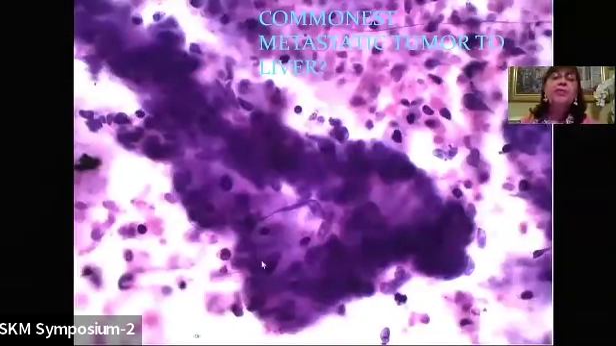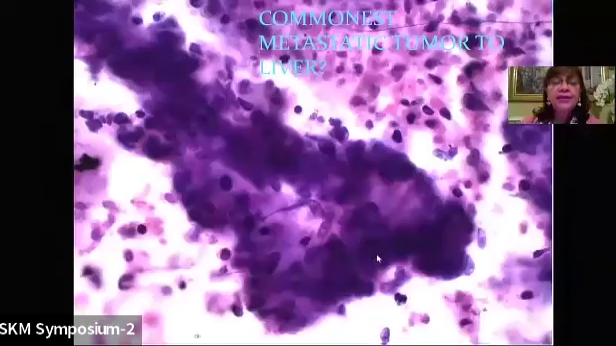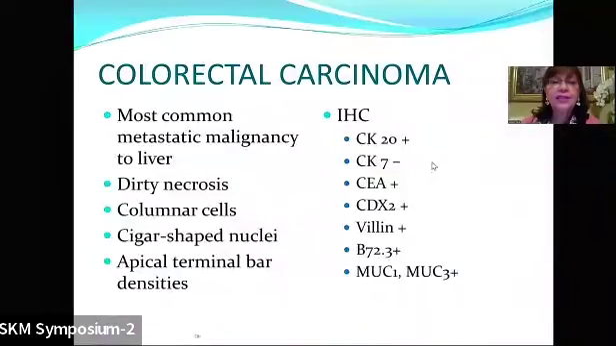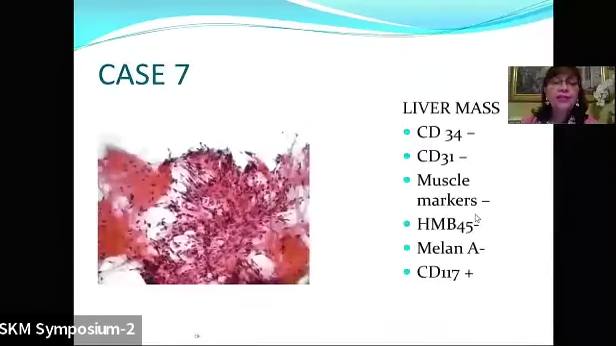Now, one of the most common tumors metastatic to the liver is colon carcinoma, and here is an example with sickle-shaped nuclei and dirty necrosis. It's trying to form glands, as you can see here. And you can also do immunostains. So CK20 would be positive in colorectal carcinoma.